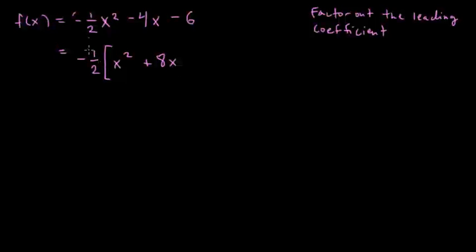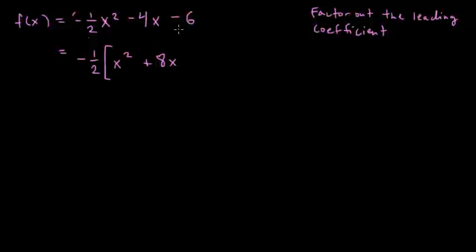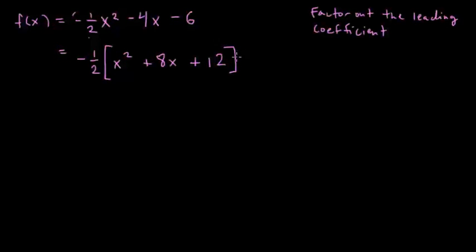And you can check that. What's negative 1/2 times 8? Oh, that's negative 4. Good. And if I take negative 1/2 out of negative 6, I get plus 12. And if I need to check that, what's negative 1/2 times 12? It's equal to negative 6. So there I've done my first step. I've factored out the leading term.